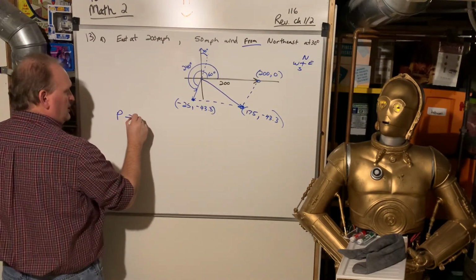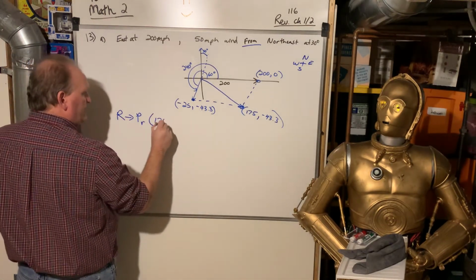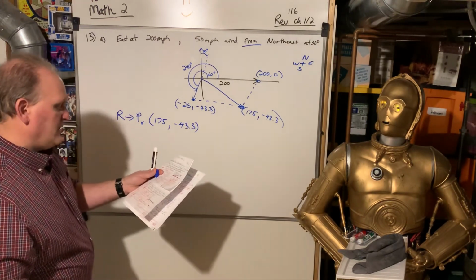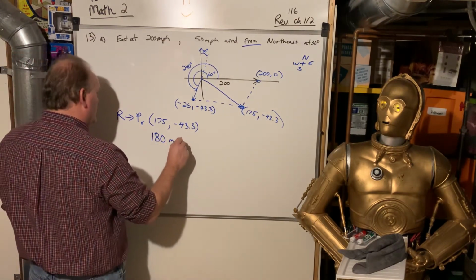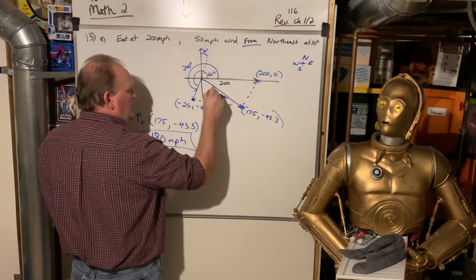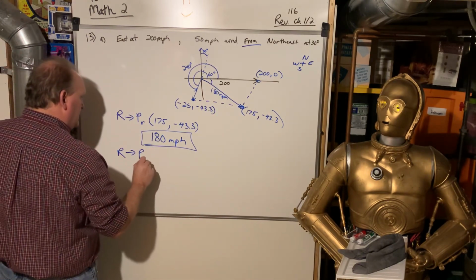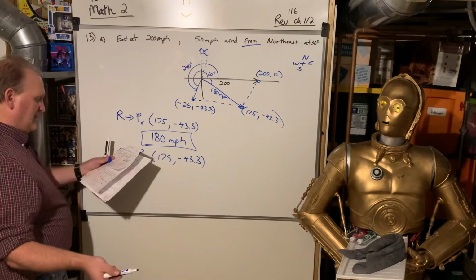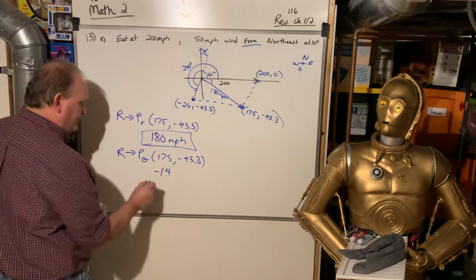And now we take that rectangular coordinate and go back into polar. So polar, rectangular to polar r of 175, comma, negative 43.3. And that's where the 180 comes from. It's 180.3 when you click that in. So we get 180 miles per hour. So it's slowed down your plane. It's only going 180 miles per hour. And then you find this angle. And so you go r to p theta of 175, comma, negative 43.3. And that kicks out negative 14 degrees. It's actually negative 13.89, but negative 14 degrees.